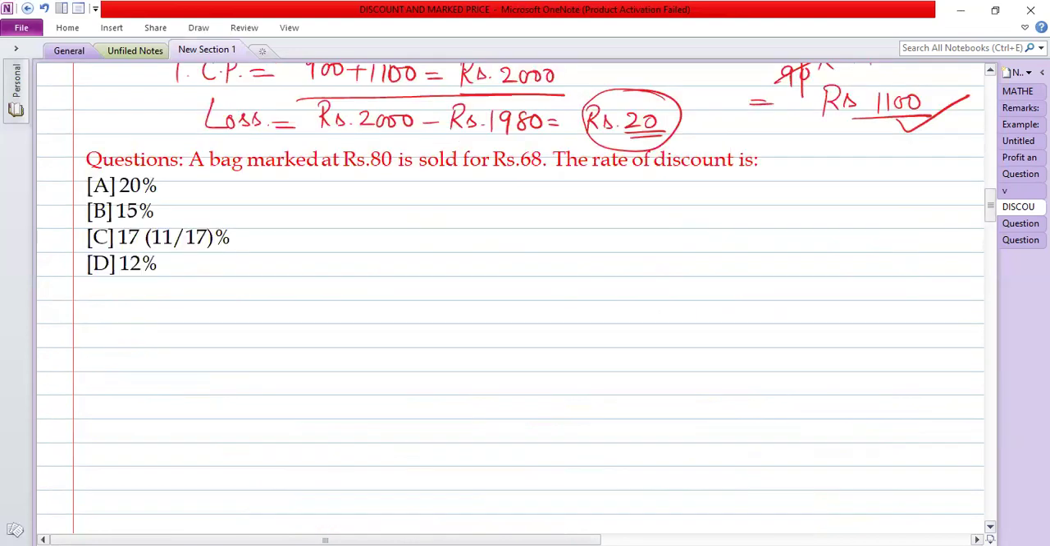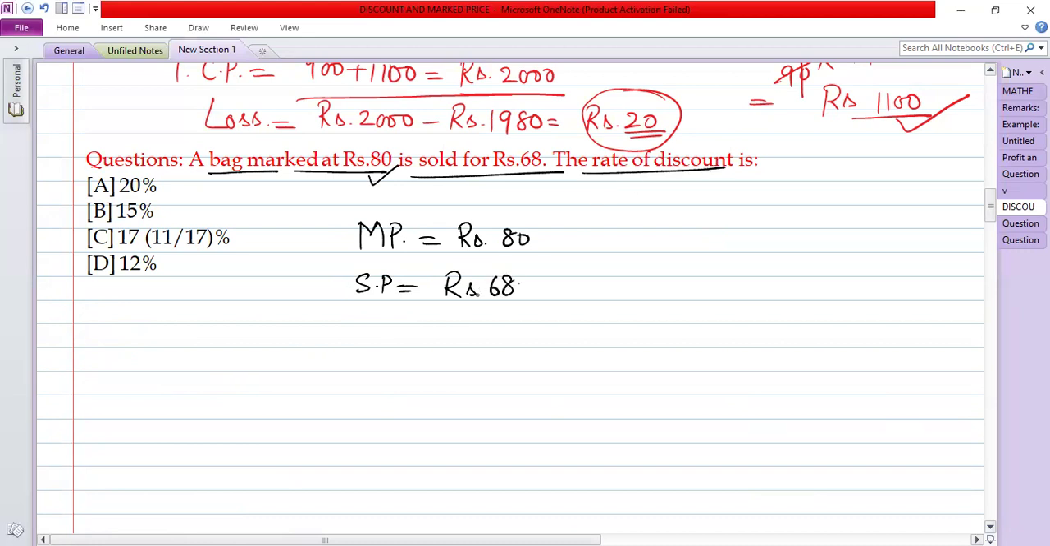So here there is a bag marked at rupees 80. Meaning this 80 is the marked price, and it is sold for rupees 68. So this rupees 68 is our selling price.